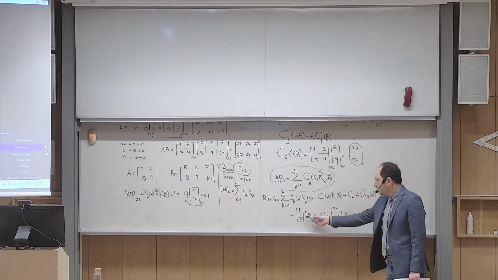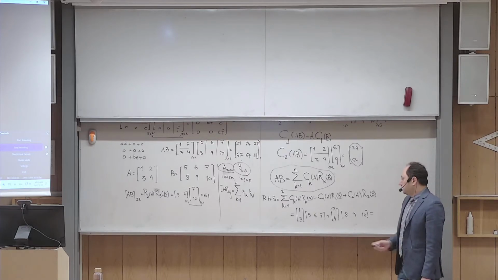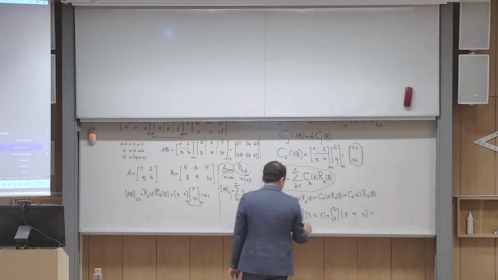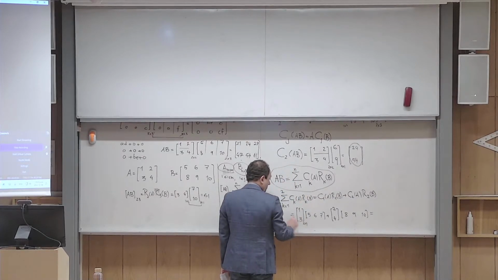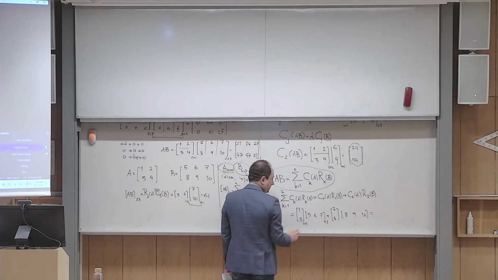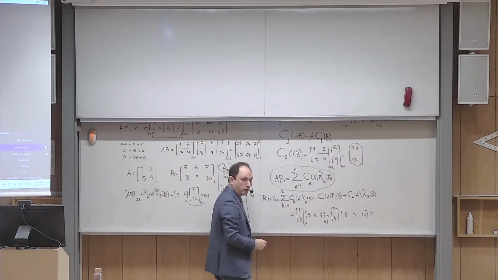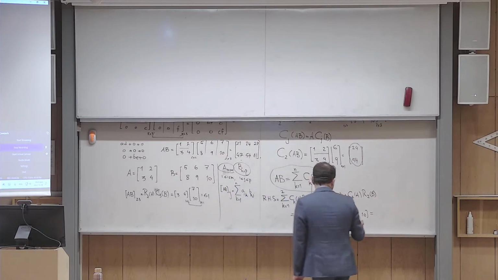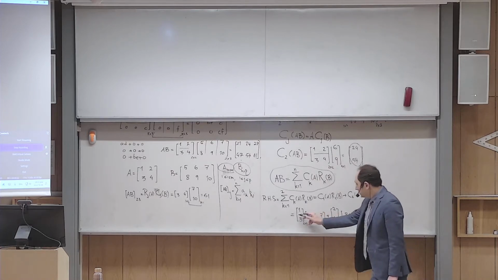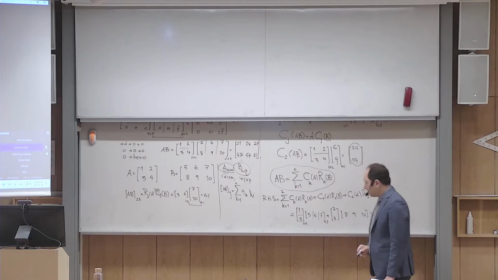Okay, but can you tell me how should I multiply these two matrices? Are they even possible to multiply? Yes, because this is 2 by 1. This is 1 by 3. Is it doable? Yes, because the inner sizes are the same. And then what do I get? I get a matrix which is 2 by 3. Okay?